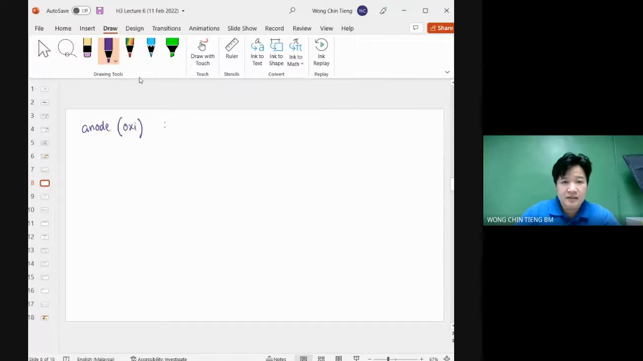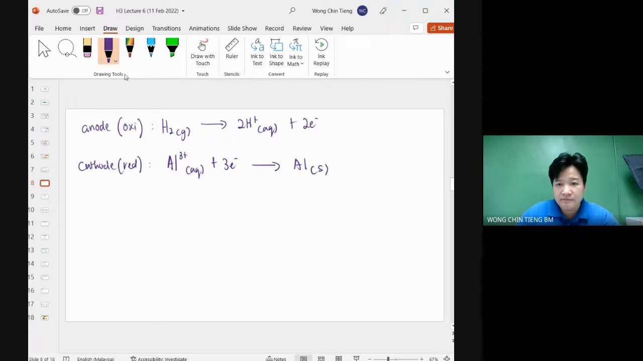Hydrogen gas, say, undergoes oxidation. So hydrogen gas becomes 2H+ aqueous plus 2 electrons. I have my cathode that undergoes reduction. Let's say my cathode is aluminium. Aluminium 3+ aqueous plus 3 electrons becomes Al solid.